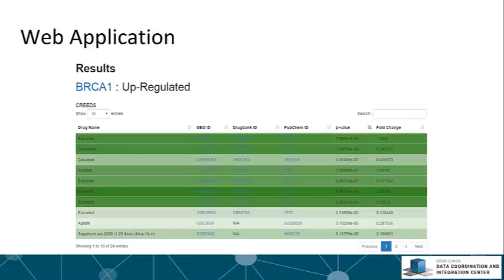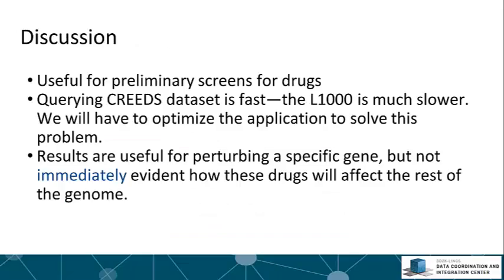You can rank these by p-value, fold change, pretty much anything, and the rows are colored by their fold change value. Darker rows indicate a higher fold change, so I guess if an investigator was to look at this, they would sort by p-value like I've done here, and note, oh, this estradiol has a pretty high fold change and a pretty low p-value. It might be worth checking out. So it's used for preliminary screens for drugs.